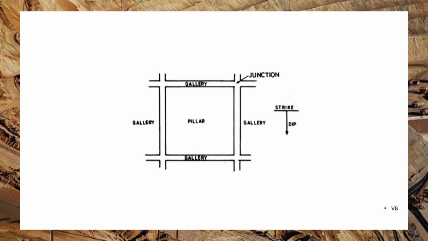You can see in the figure the square shape shows a pillar, meaning a solid block of coal, and the straight lines are headings, that is, galleries, between the pillars. Where four headings meet, that is called a junction, and the straight line is called strike, and opposite to the strike, meaning the maximum angle, is called dip.